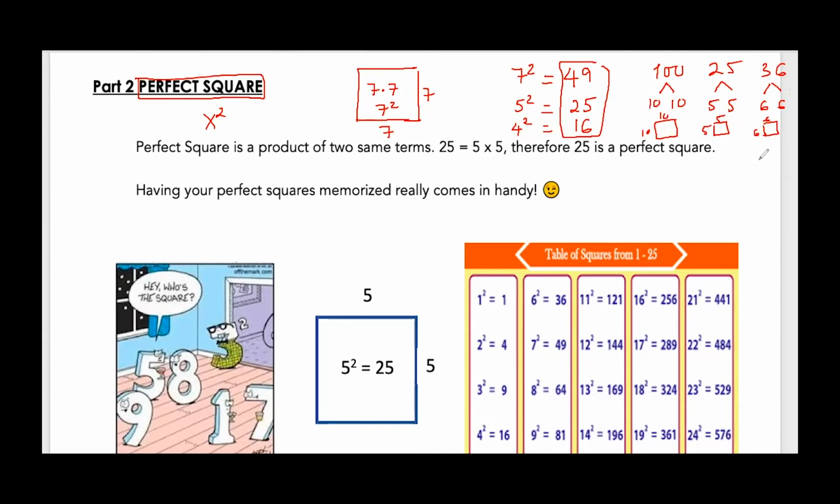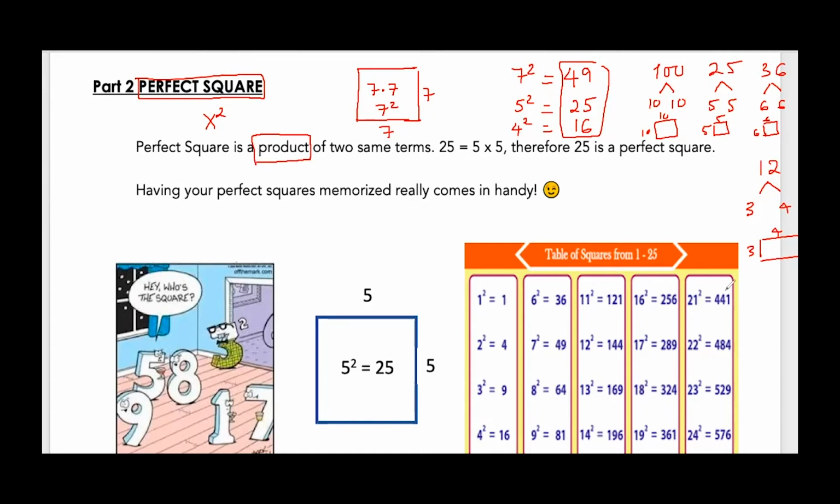But if you have, for example, 12, it's not a perfect square because the factors of 12 are going to give you, for example, 3 and 4. It doesn't give you a square, it's going to give you a rectangle, 3 by 4. So all you have to do is look for a number that is a product. Product is when you multiply two same numbers, okay?